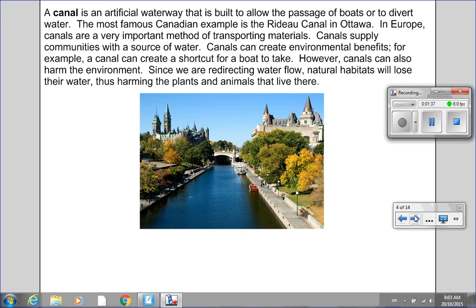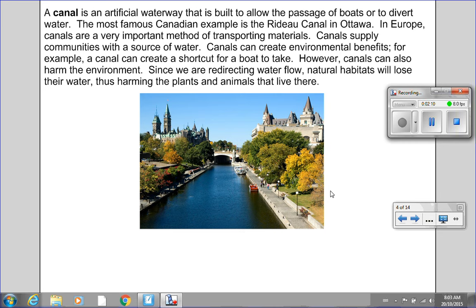A canal is an artificial waterway that is built to allow the passage of boats or to divert water. The most famous Canadian example is the Rideau Canal in Ottawa, which you see in the picture in front of you. In Europe, canals are a very important method of transporting materials. Canals supply communities with a source of water. Canals can create environmental benefits. For example, a canal can create a shortcut for a boat to take.